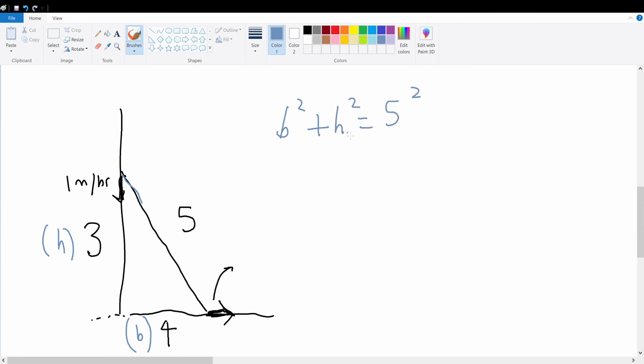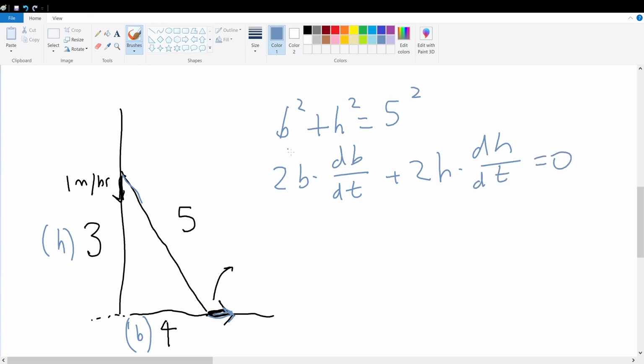And since we're trying to find out the rate it is sliding in relation to the ground, you're finding the derivative in relation to time of the base. So you take the derivative of both sides with respect to t. So 2b times db over dt plus 2h times dh over dt.